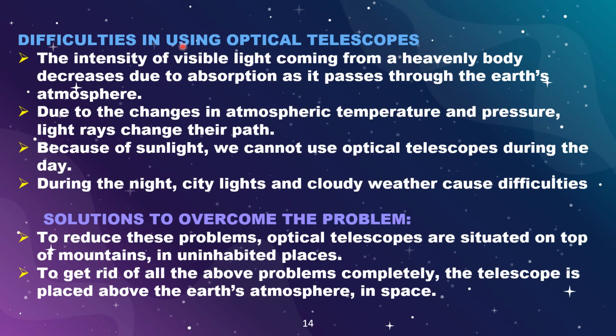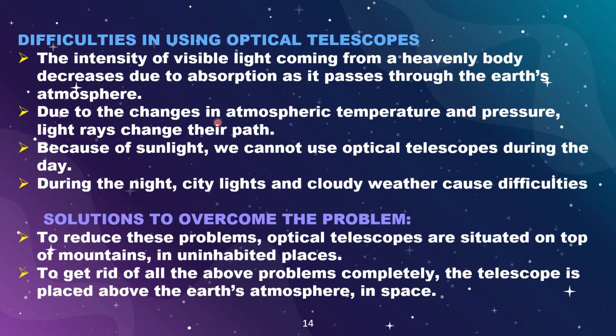So let us see the difficulties in using the optical telescopes or the ground-based telescopes. When the visible light travels from a heavenly body and enters into the Earth's atmosphere, it is found that the intensity of the light decreases because the light is absorbed into the Earth's atmosphere. So the first difficulty in using optical telescope is that the intensity of visible light coming from a heavenly body decreases due to its absorption into the Earth's atmosphere as it passes through the Earth's atmosphere.